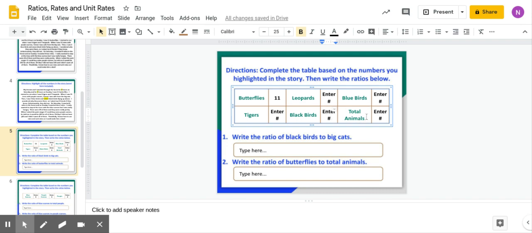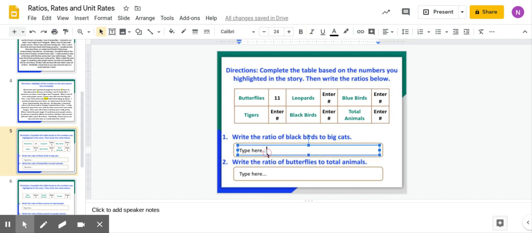All right, and I'm going to do that for all these different animals here. The total animals, you're going to think, all right, total animals. Well, these are all the 5 different animals that are listed. So you're going to find the total, right? You're going to add them up and enter that number here. All right, once you get all those numbers in, you're going to use this table to help you write the ratio of blackbirds to big cats. So if I look, I'll take the number of blackbirds to big cats. Well, tigers and leopards, they're both big cats. So I think I'm going to have to total up those amounts to figure out how many big cats there were. All right, the ratio of butterflies to total animals. Great. All right, next slide.